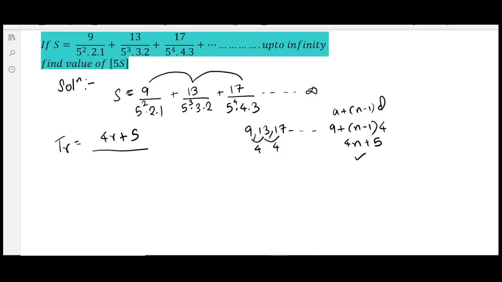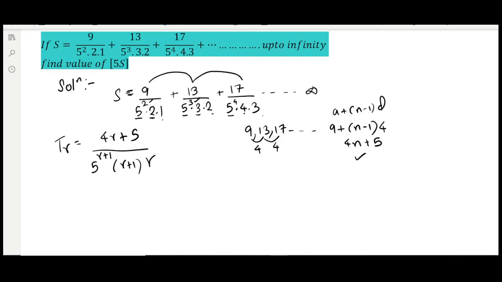Now the terms 5 square, then 5 cube, then 5 raised to power 4, one can easily figure out that it is 5 raised to power r plus 1. For the first term it is 2, for the second term it is 3, so for the rth term it will be r plus 1. Then here 2, 3, 4, we can easily say that this term is r plus 1. In the first term it is 1, in the second term it is 2, and then 3, so the rth term will have r. So this is our general term.